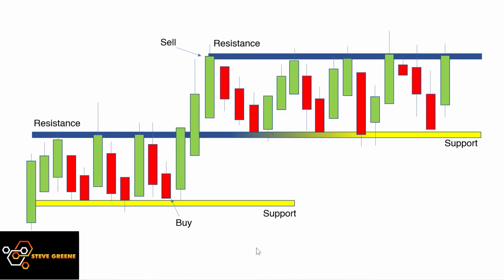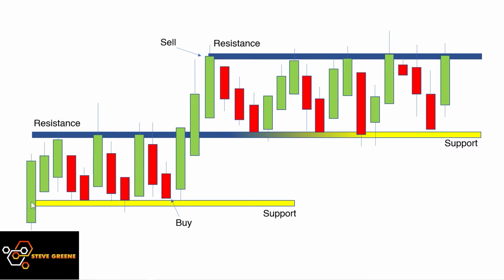Support is a level which is typically found at the bottom of a downtrend. It's a range at which the price usually hits and bounces back up. Resistance, on the other hand, is a level which is at the top of an uptrend, and it is a range at which the price usually bounces back down.